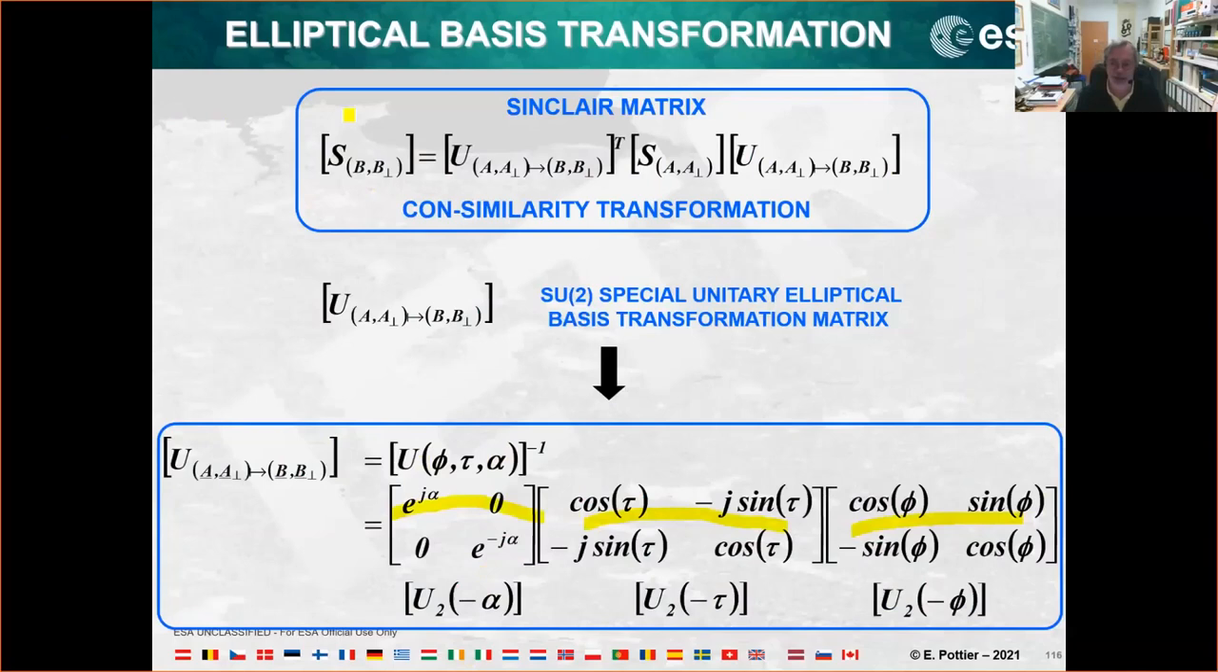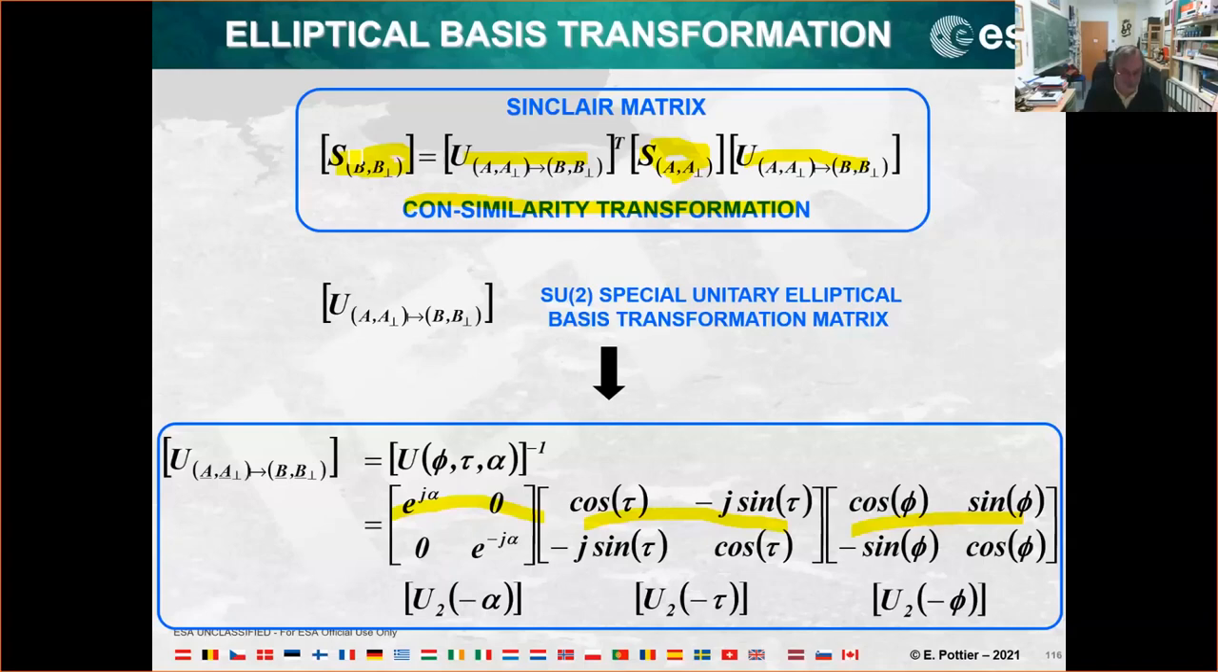And I shall apply what we call a con-similarity transformation, which is given here. So what does it mean? It means that for each pixel, I take the scattering matrix corresponding to the image I have received on the horizontal and vertical basis. This is the output of my radar system. And then from a signal processing point of view, I'm going to multiply by the corresponding elliptical basis transformation matrix. And the result will be the new pixel in a new parametric basis. Okay? So like that, I can reconstruct all what I want. And I can do this only if at the beginning I have a fully parametric information.